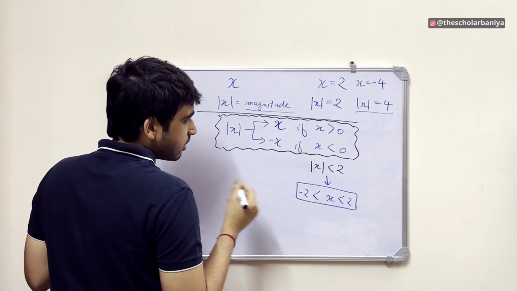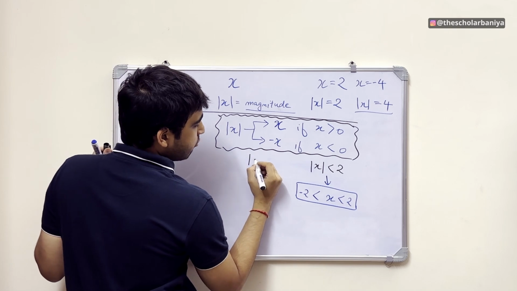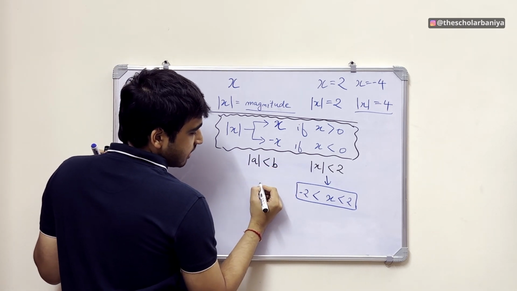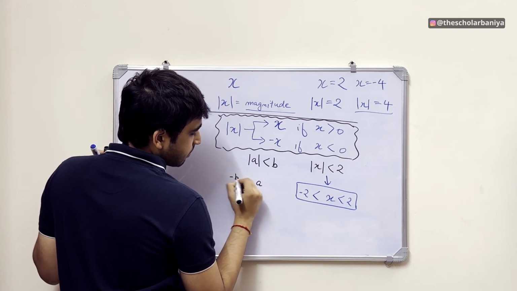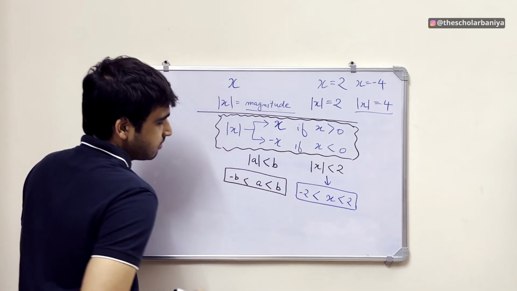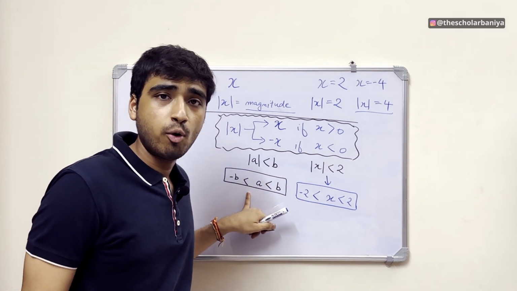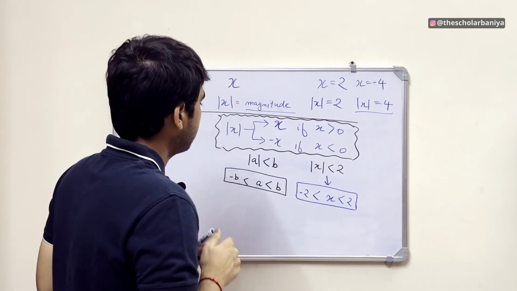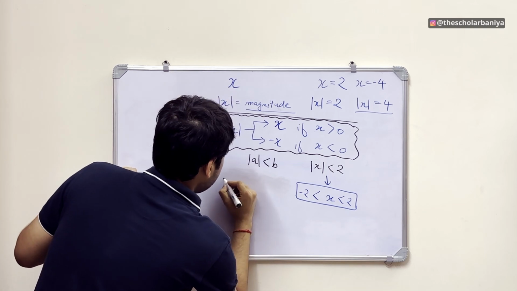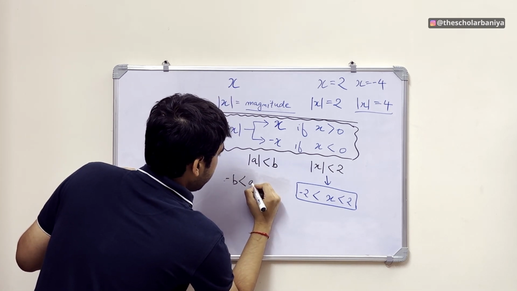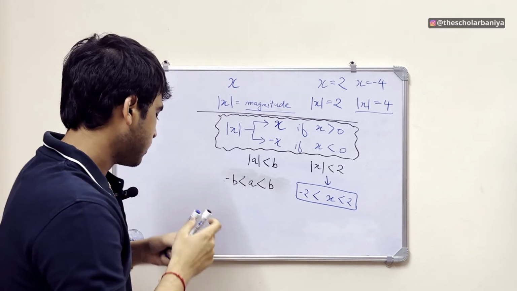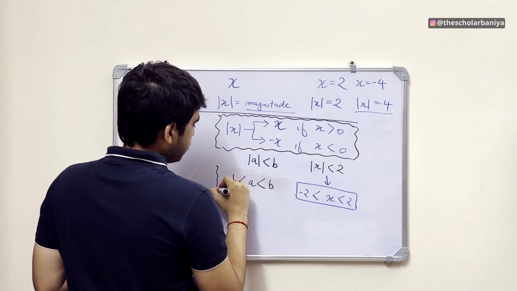So I can write a formula for it. For example, if mod A is less than B, right? So you can write it as A is greater than minus B and less than B. So you should know this thing. So this is one formula again, which is very important. Okay, so I'll just write it a little straight: minus B, A, B. Okay, so I hope this is clear. So these are the two formulas which you should be knowing.